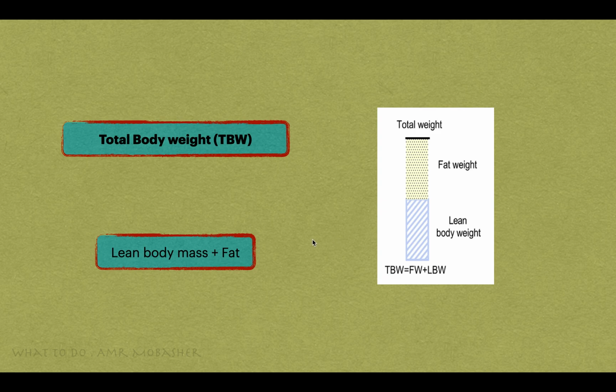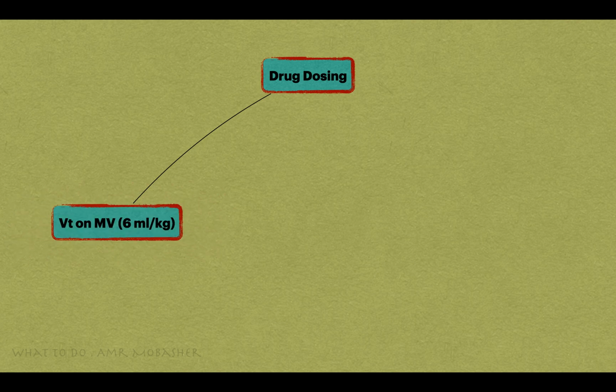So the problem is going to be regarding drug dosing. If I use his total body weight to prescribe the drug doses, most probably he will receive toxic doses of medications. Second problem is the dose related to the tidal volume on the mechanical ventilator, 6 ml per kg. Should I use his total body weight here? Most probably he will develop barotrauma and ventilator-induced lung injury.